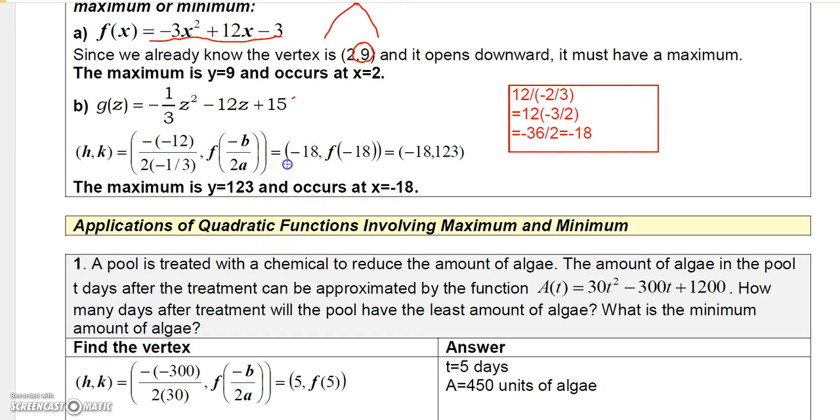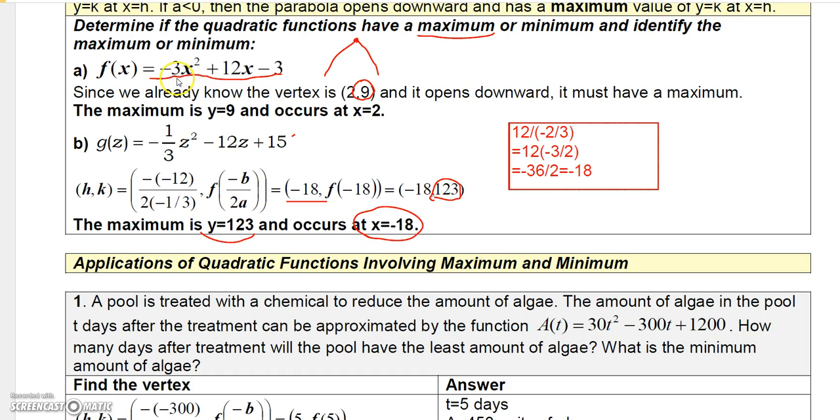You saw me evaluate the other function at the x value. So just take the negative 18 and plug it in here for x, and also plug it in here for x, and then just grab your calculator. And so you'll have negative 1/3 times negative 18 squared minus 12 times negative 18 plus 15. And actually, when I did that, I got positive 123 for the maximum. So the maximum is the y value 123, and it occurs at x equal negative 18.